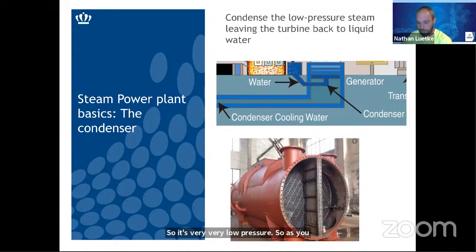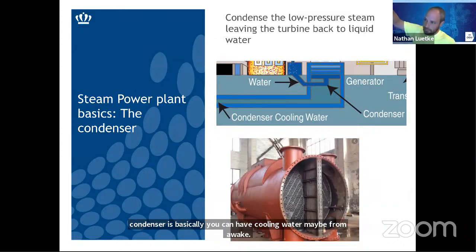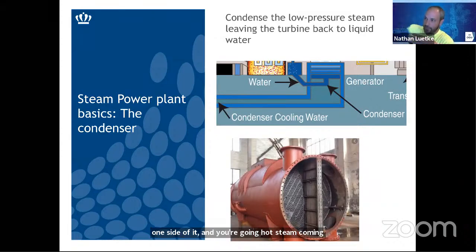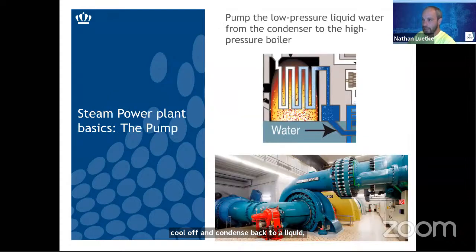We have to get it back to that boiler. So we condense it through a condenser. And that condenser is basically, you're going to have cooling water, maybe from a lake, that's going to go through one side of it. And you're going to have hot steam coming to the other side of it. And that cooling water creates a temperature differential. And it's going to cause the steam to cool off and condense back to a liquid. That liquid can then be pumped back into the boiler.